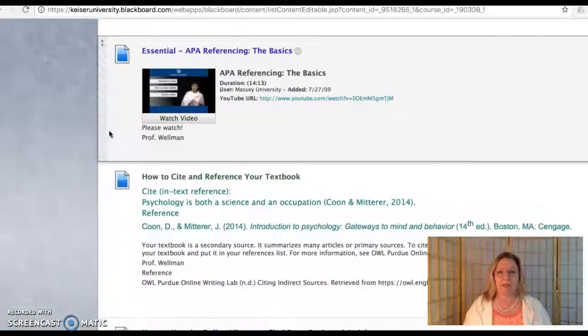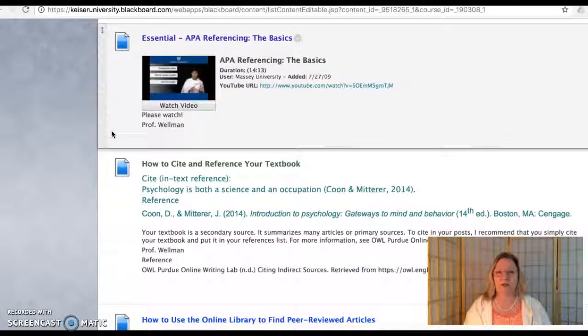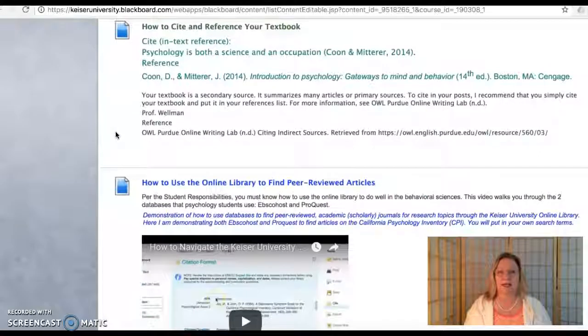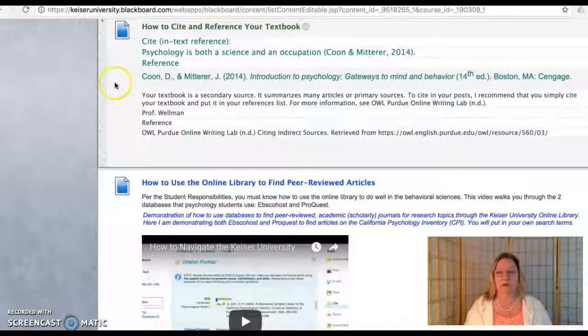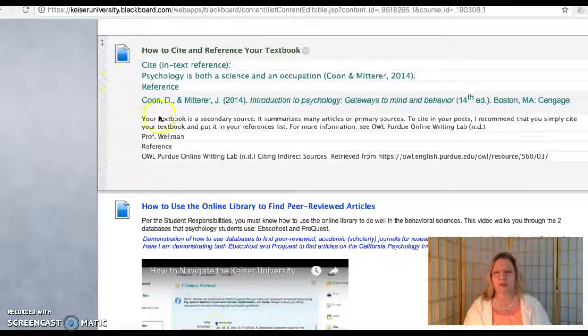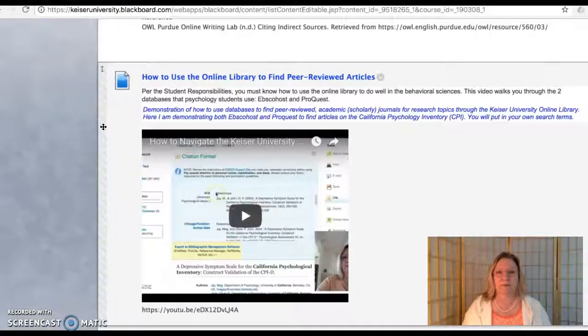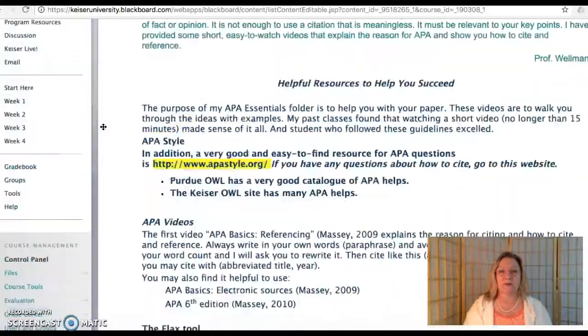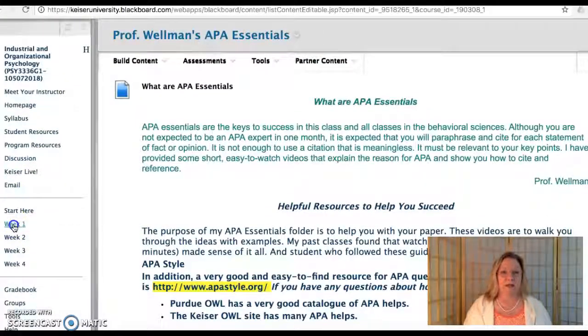The APA referencing basics video is very helpful, and so is how to reference your textbook. This isn't your textbook, but this is the format that you would use. Looks like I have that twice, so I'll have to remove that. Let's go into week one.